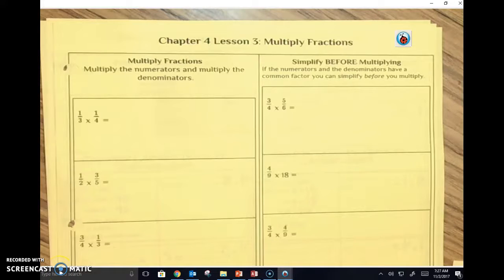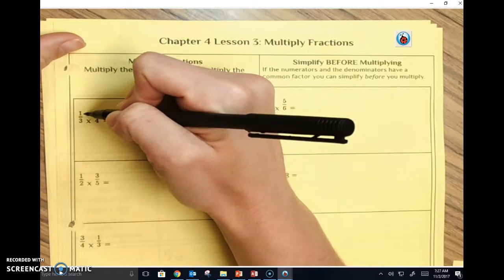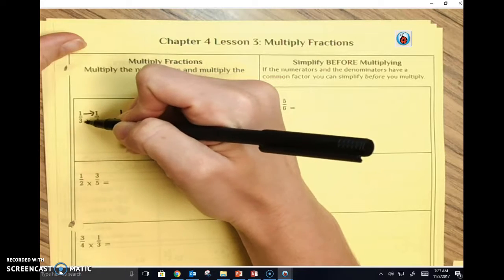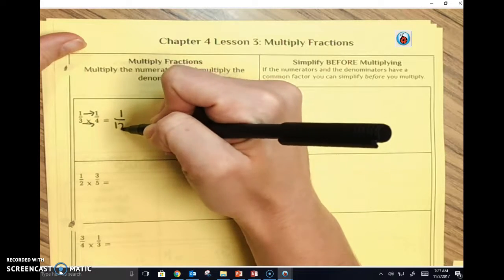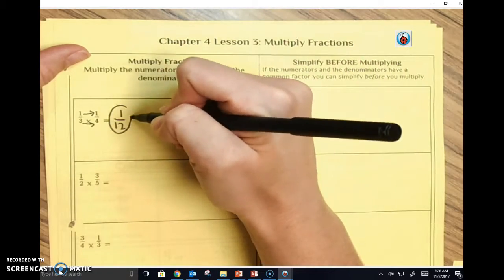Okay, in this lesson, which is Chapter 4, Lesson 3, Multiply Fractions, we are going to learn how to multiply fraction by fraction. So if we look at the top, we have 1/3 times 1/4, so we're just going to multiply the numerators. So 1 times 1 is 1. Then we're going to multiply the denominators. 3 times 4 is 12. If we look at that fraction, there's no way we can simplify it, so our answer is 1/12.